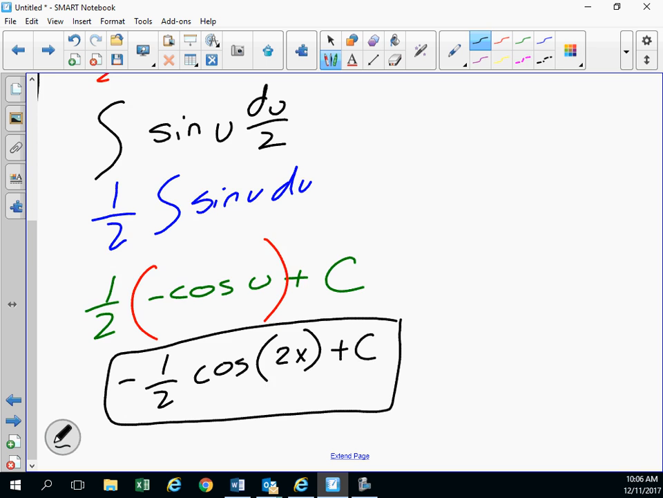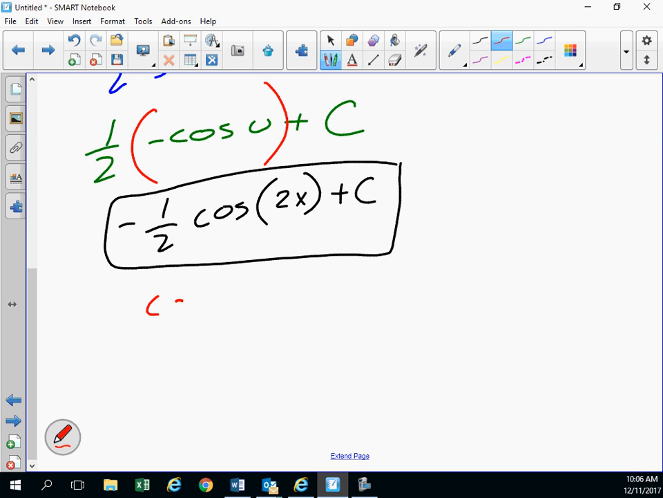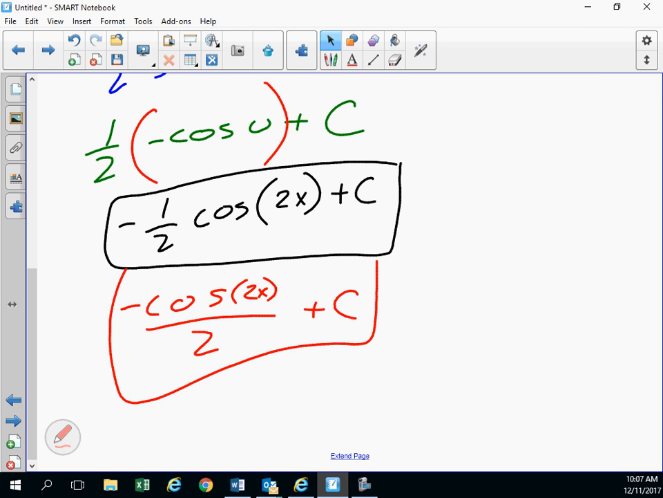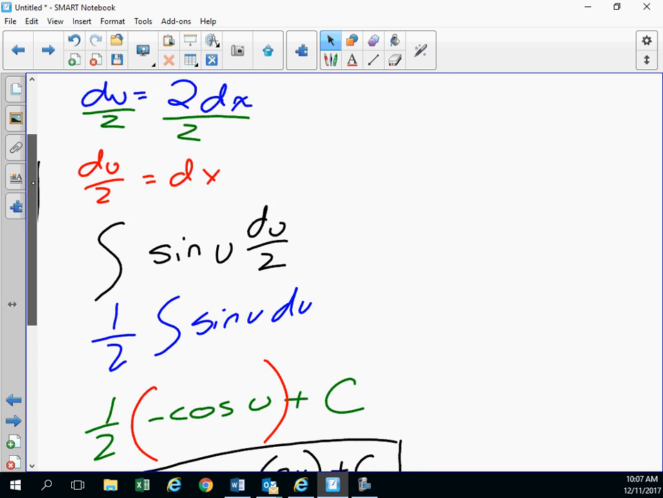Now, somebody in my last class asked me, could we write this as the negative cosine of 2x over 2 plus c? And the answer is yes. That's fine. I don't care how you write that one. Either one is valid. So let's talk about the next one, number 4.